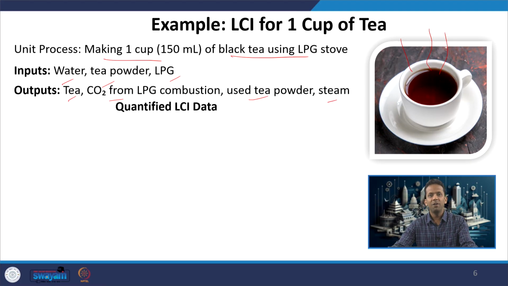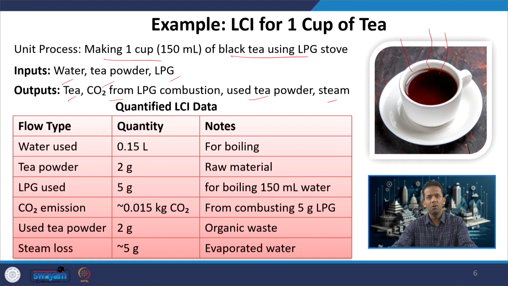So, if you have to quantify this LCI data in the form of a table, how would it look? These are some approximate assumed numbers. You can have your own numbers and your own separate case study also. So, these are the flow types: water, tea, LPG, some CO2 emissions, used tea powder and steam loss, and based on what unit these can be measured, you can see the quantities. Like water is measured in volume, liters, the rest of the things are measured in mass.